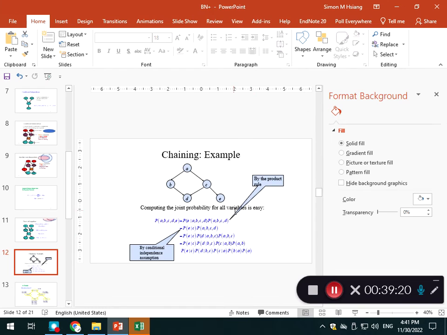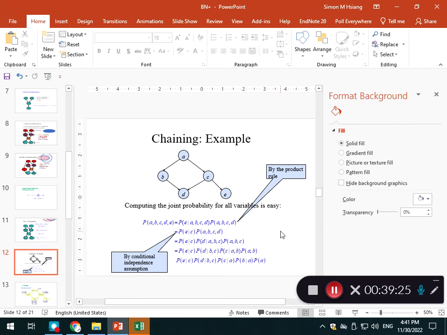Here I'm showing the example of the computation for the diamond shape, because I have a loop here, A, B, C, D, that I showed last time. By the product rule, I need to know E. Since all the information E needs is carried by C, you can reduce E given A, B, C, D to E given C. So you make it smaller. And P(A, B, C, D) is the part that is still there.